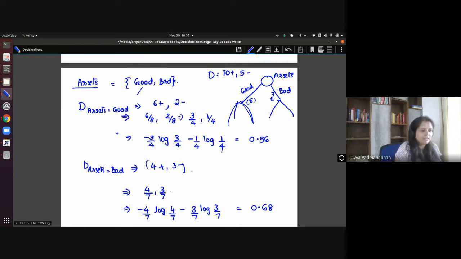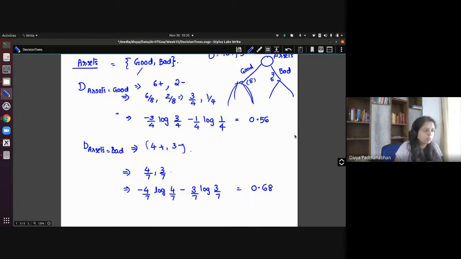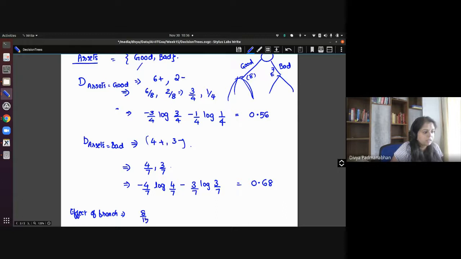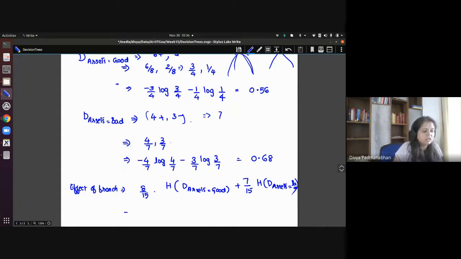So there are these two branches, and we had this entropy depending on the class labels of each of these branches. Overall, what's the effect of this split? There were 8 examples which came into the good side, so we have 8 by 15 times the entropy with assets good, plus, since there were 7 examples here, 7 by 15 times the entropy with assets bad. On average, this is how the entropy is after you did the branching. So can you tell me this number too? 8 by 15 times 0.56 plus 7 by 15 times 0.68.